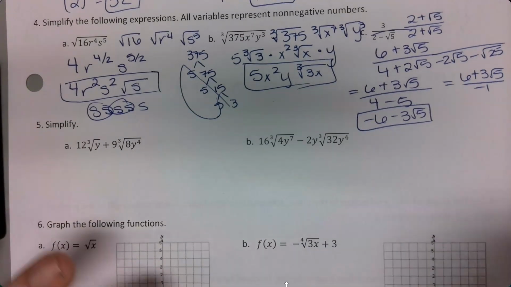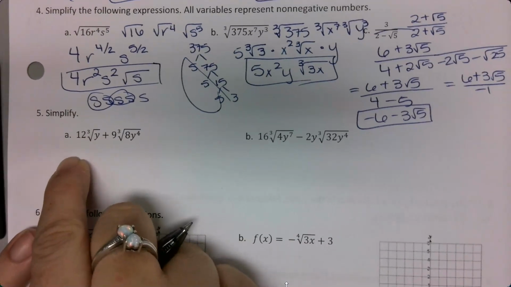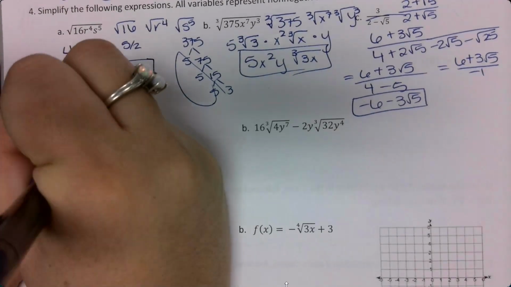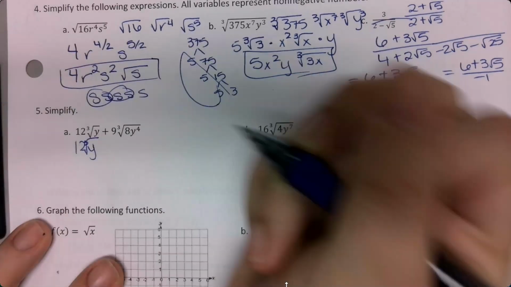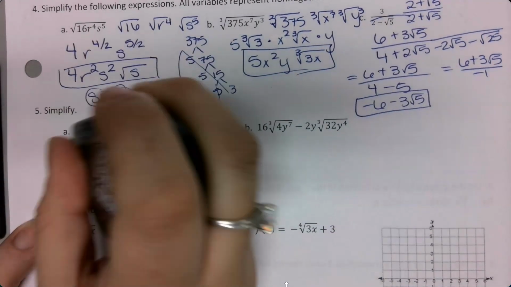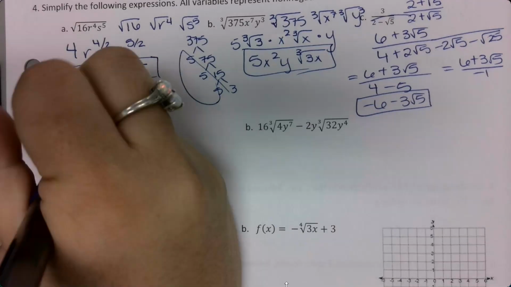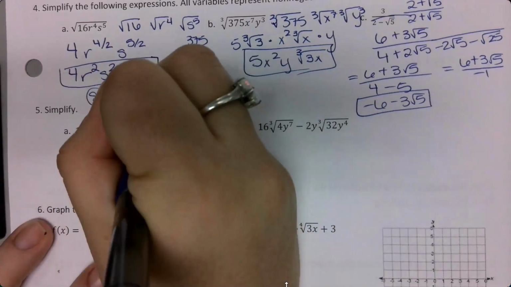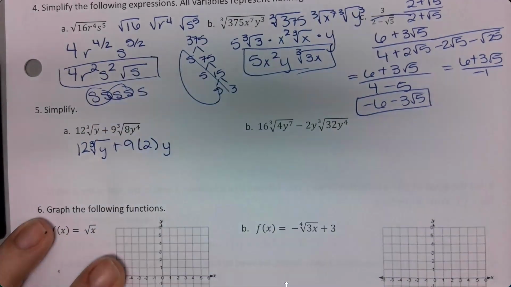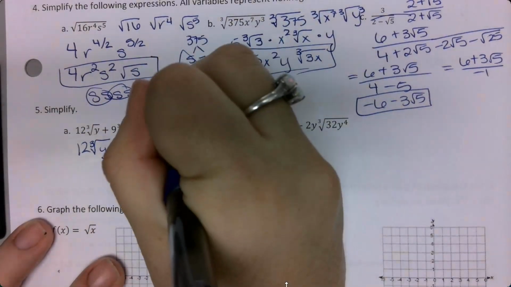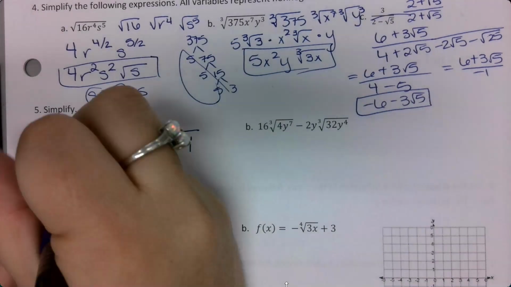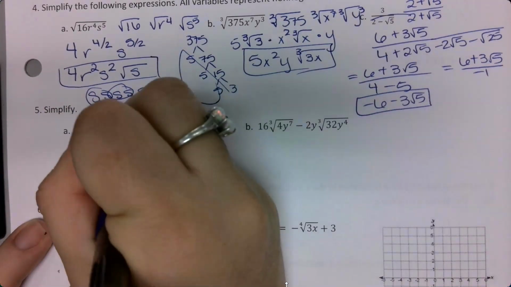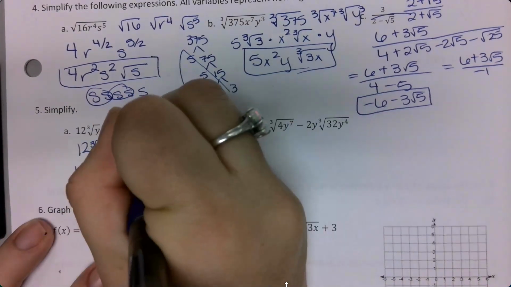These next ones want me to simplify. My first term, there's nothing to simplify. My second term, I can take the cube root of 8. So I have that 9 up front. The cube root of 8 is 2. I can take out a group of 3 y's, and I still have a y left over. So this is 12 cube root of y plus 18 y cube root of y.